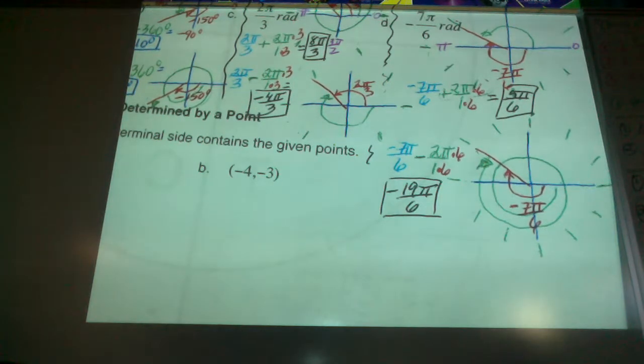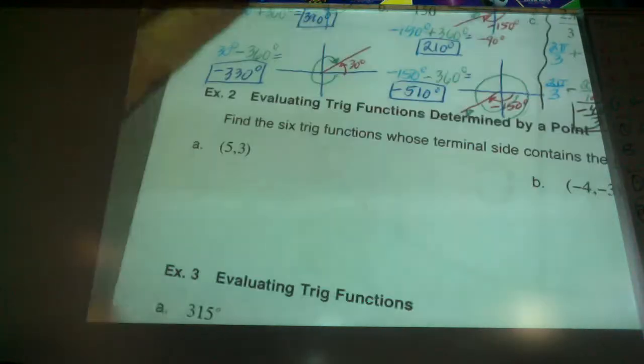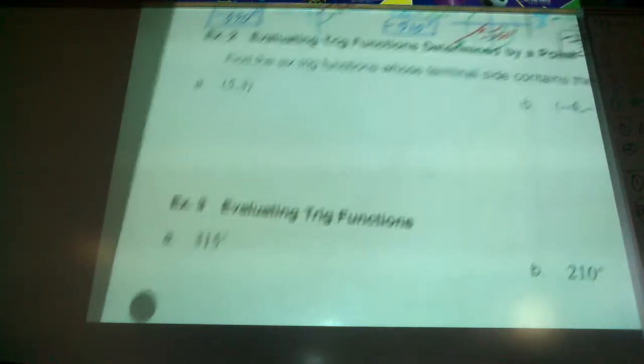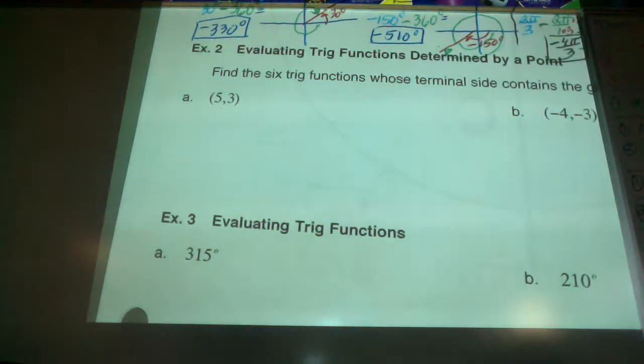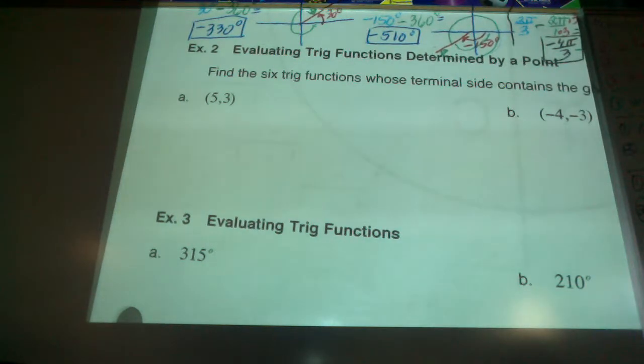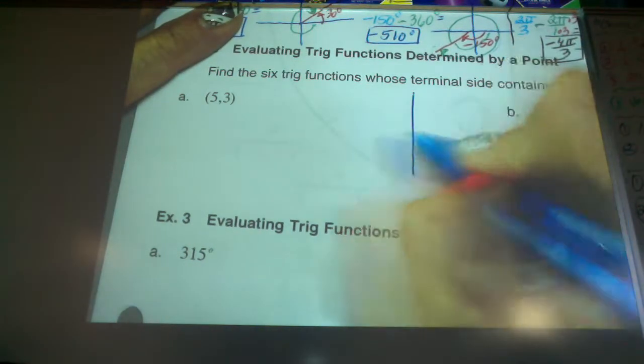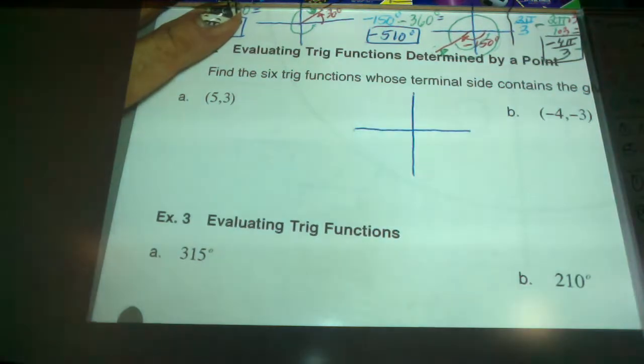Okay. So then example 2 looks at it in a different way. This time we're finding the 6 trig functions whose terminal side contains a given point. So what does that mean? Let's draw a picture. And we're going to plot that point 5, 3.